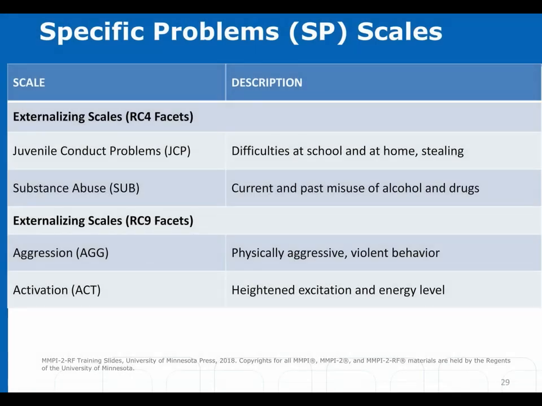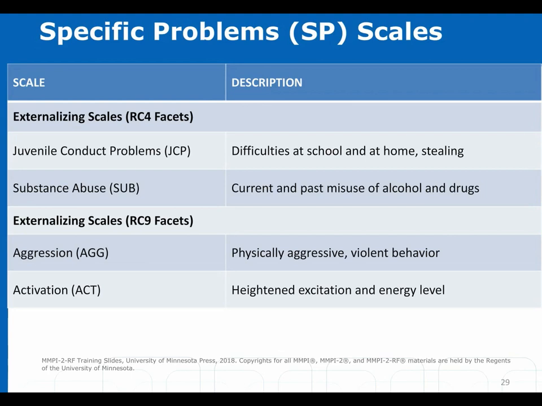On this slide, we have the 4 externalizing specific problem scales. The first 2 are facets of RC4, antisocial behavior. Juvenile conduct problems assesses difficulties at school and at home, as well as stealing. This scale is useful for the identification of antisocial personality disorder, which of course has a criterion that specifies that the individual must have had conduct problems as a juvenile.